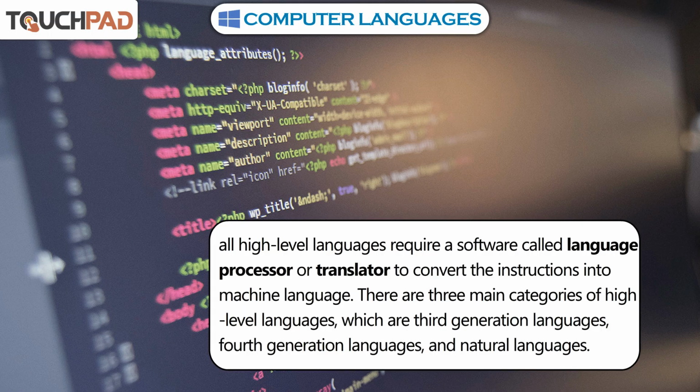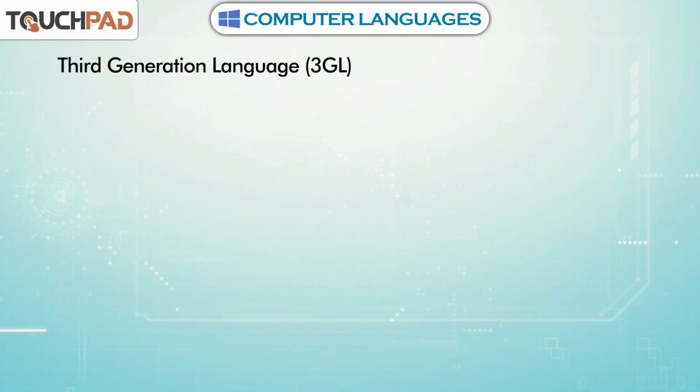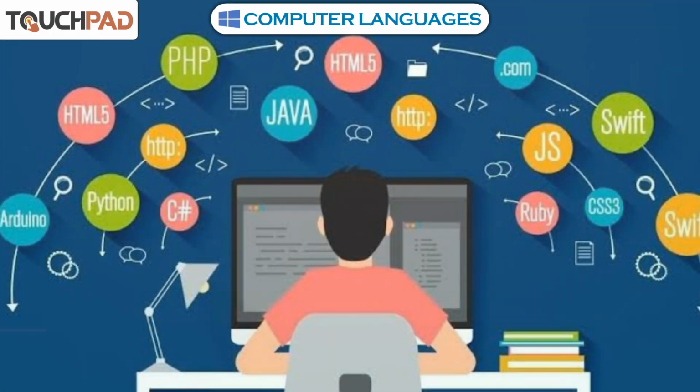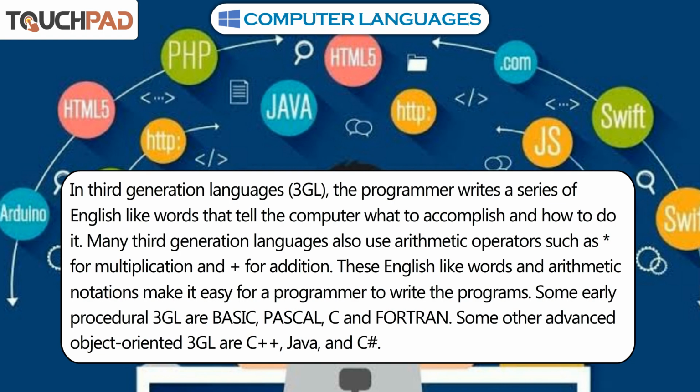There are three main categories of high-level languages, which are third-generation languages, fourth-generation languages, and natural languages. Third-generation languages, 3GL. In third-generation languages, the programmer writes a series of English-like words that tell the computer what to accomplish and how to do it. Many third-generation languages also use arithmetic operators such as star for multiplication and plus for addition. These English-like words and arithmetic notations make it easy for a programmer to write the programs.